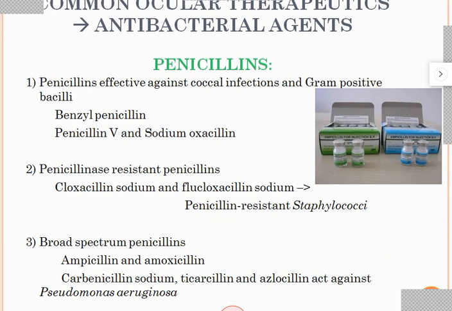Penicillins are effective against cocci and gram-positive bacilli. It is given in the form of benzyl penicillin, penicillin V, and sodium oxacillin. For penicillin resistant bacteria, we can give cloxacillin sodium and flucloxacillin, and also for penicillin resistant staphylococci. And broad spectrum penicillins are ampicillin and amoxicillin. Nowadays we are not using these much in practice. Ampicillin, amoxicillin, carbenicillin, ticarcillin, and azlocillin act against pseudomonas infections.